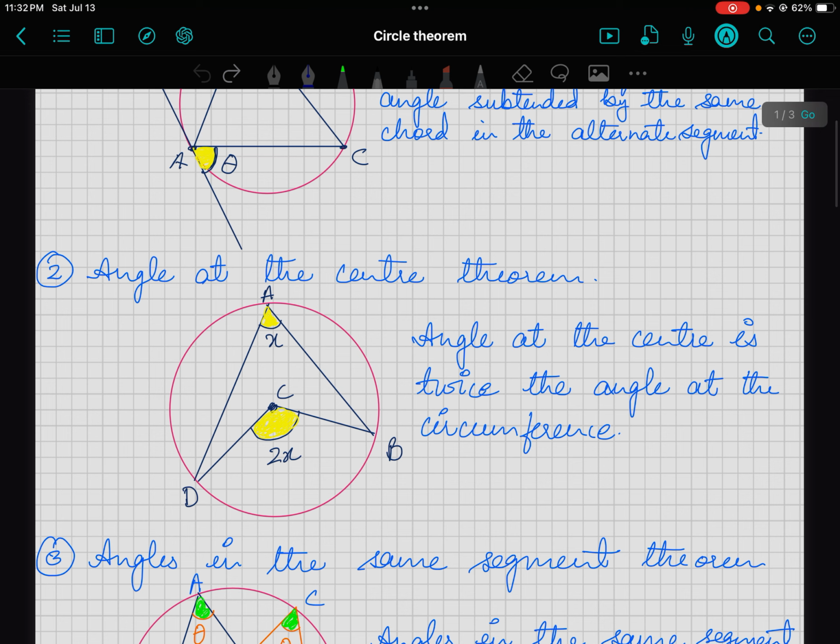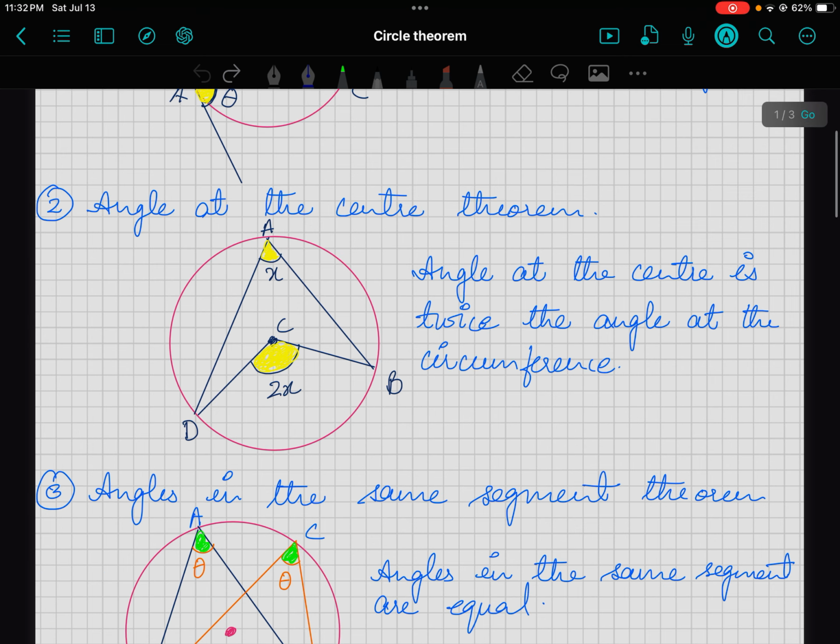Then what is the angle at the center? Angle at the center is twice the angle at the circumference. That means whenever there is an angle, like if you say at the center the angle is 30, then at the circumference it will be 15. Always half at the circumference, whatever is at the center.